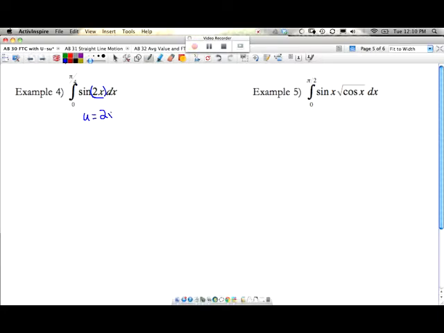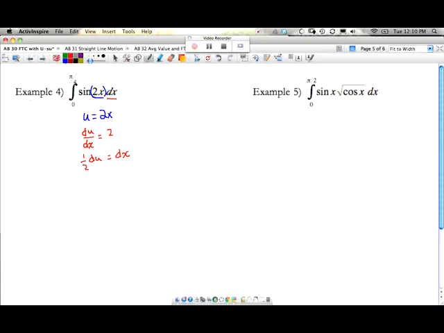U equals 2x. Keep in mind now we're going to have to figure out what the dx has for us. So that means du dx is equal to 2. If I took the derivative of that, I got du dx equals 2. Well, I can multiply dx to both sides, divide 2 for each side, and I get 1/2 du equals dx. So I have the dx here, but this 1/2 is going to be added in.